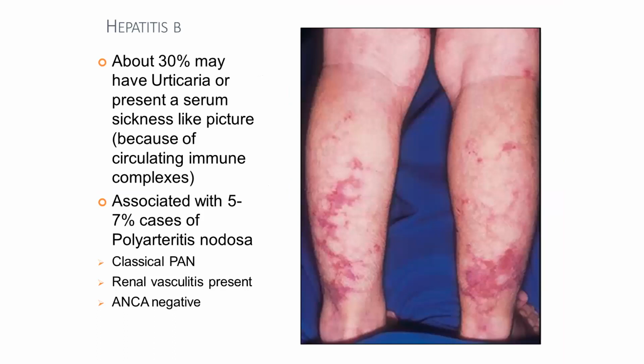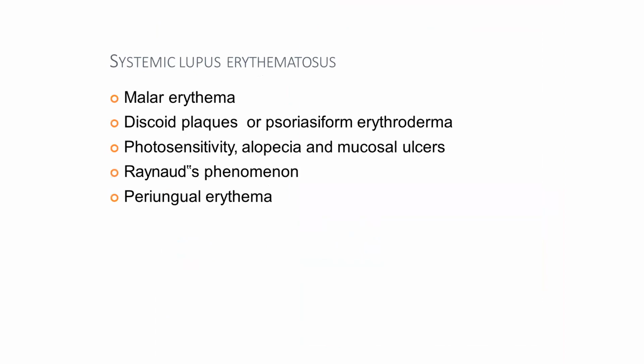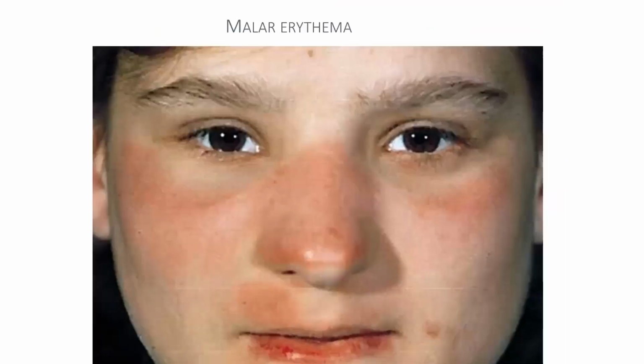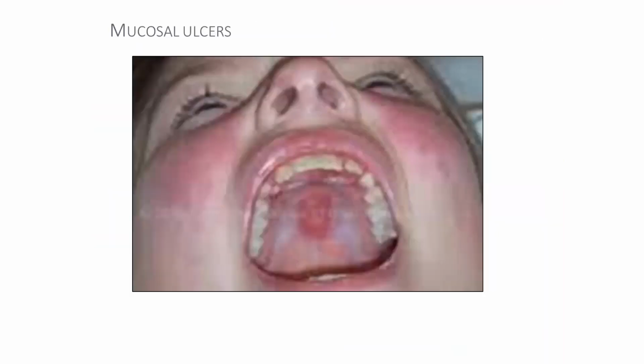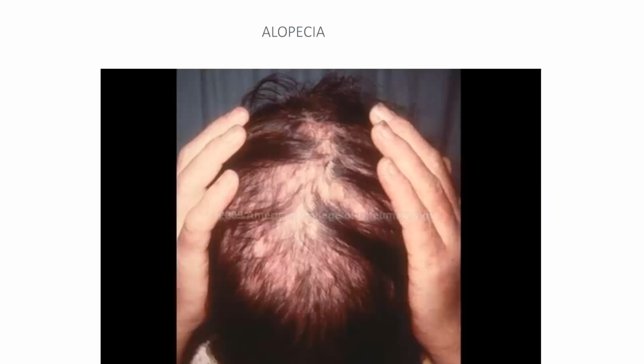Then hepatitis B, about 30% present with urticaria or present like a serum sickness picture because of the circulating immune complexes, associated with 5 to 7% cases of polyarteritis nodosa. Then systemic lupus erythematosus. Malar erythema, discoid plaques or psoriasiform erythroderma, photosensitivity, alopecia, and mucosal ulcers, Raynaud's phenomenon, periungual erythema. This is malar erythema, also commonly called butterfly rash. Mucosal ulcers are very common.